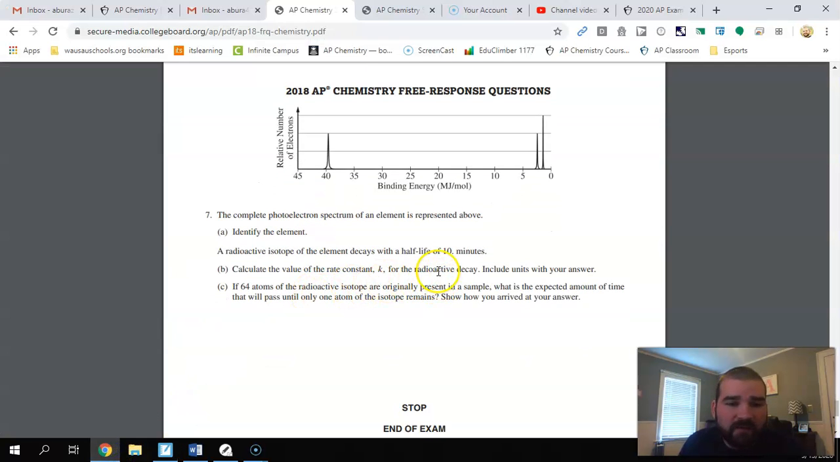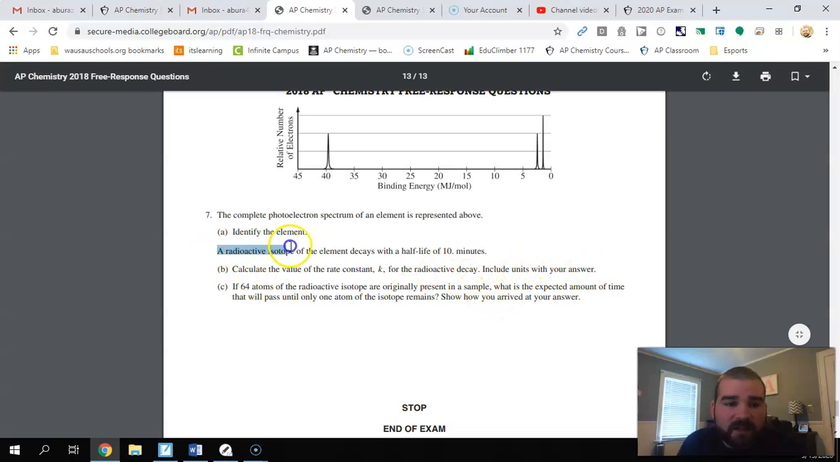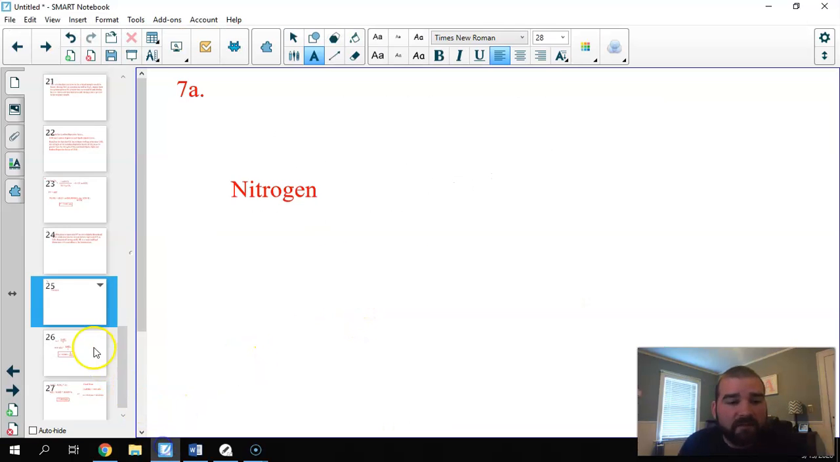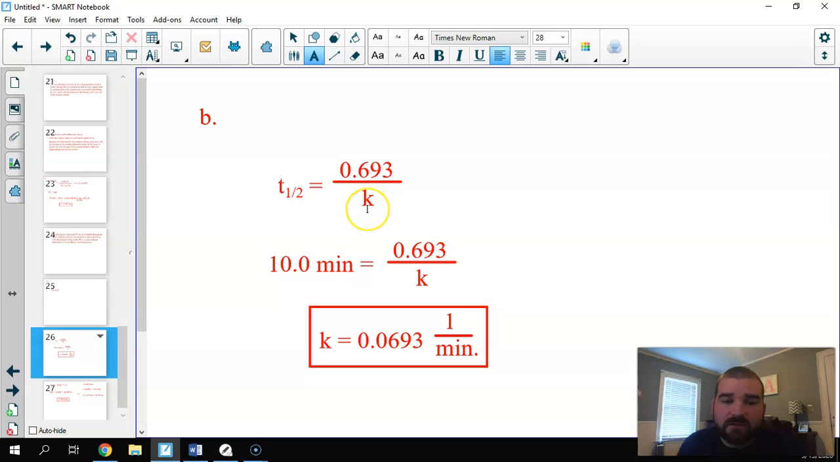Part B, calculate the value of the rate constant for the radioactive decay, include units in your answer. A radioactive isotope of the element decays with a half-life of 10 minutes. So we have an equation. There's an equation in your formula packet for half-life. T1/2 equals 0.693 divided by k. We know what the half-life is. It's 10 minutes. 0.693 is a constant in that expression. All we don't know is k. We can flip these two spots, right? I can switch k and 10 minutes with one another in that equation. And I get 0.693 divided by 10 equals 0.0693.